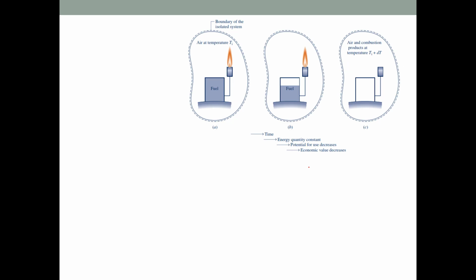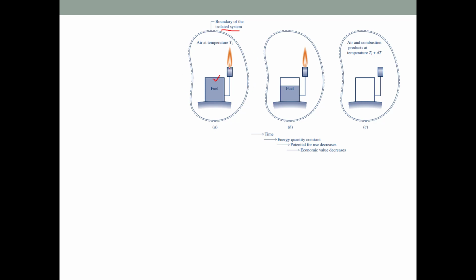Let me explain with the help of another example. Let's say there is a fuel tank which is initially filled, and it is outside, surrounded by some air which is initially at temperature T1, right? And both the fuel and the surroundings are contained in an isolated system. Isolated system means no heat and no mass can flow out of this boundary.